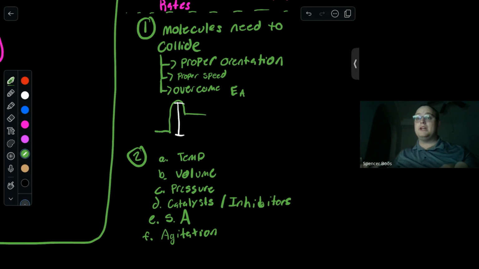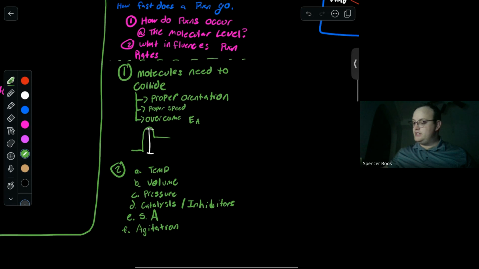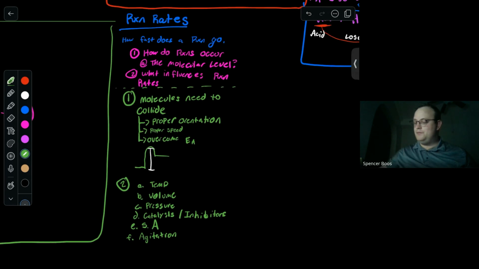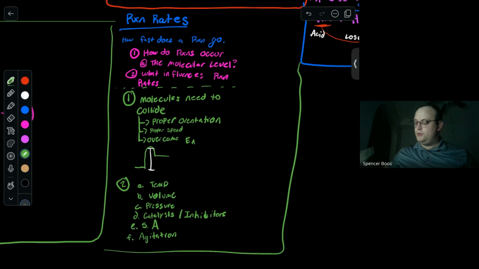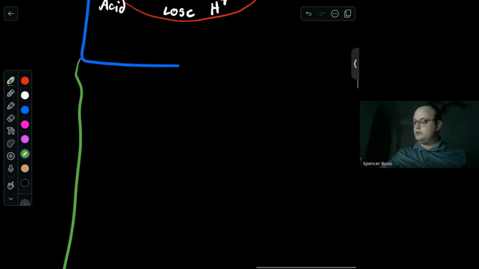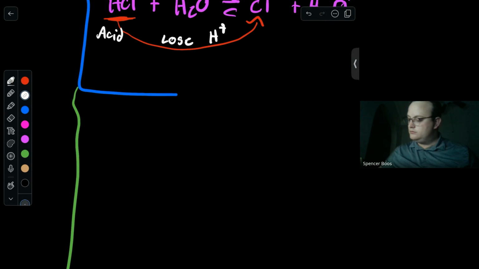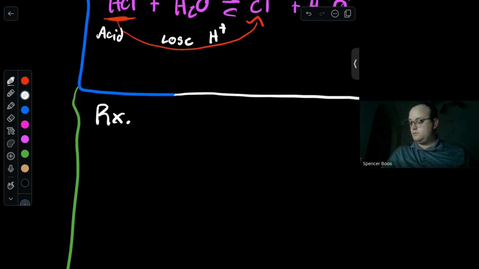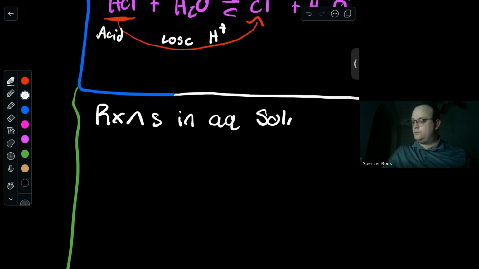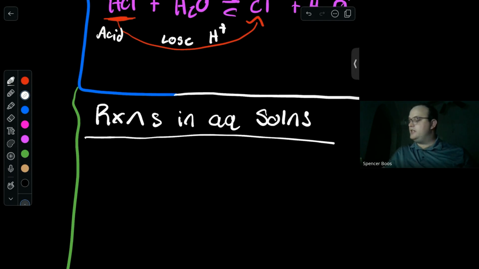Can you go over reactions in aqueous solutions? Absolutely. We'll leave this here for people to take a screenshot. And we move. Reactions in aqueous solutions.